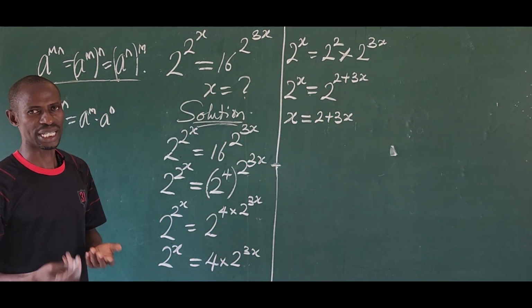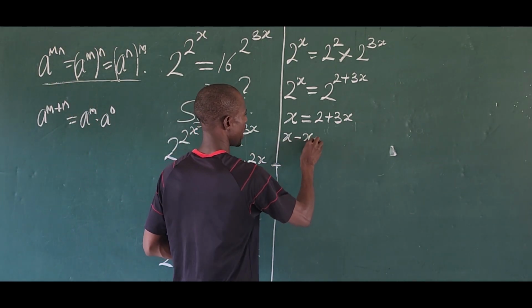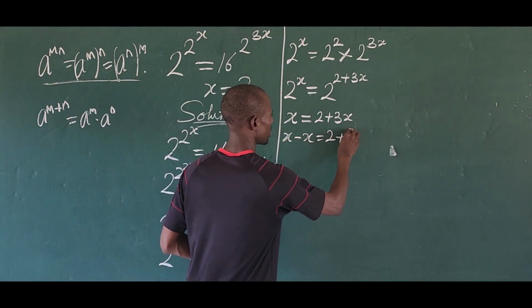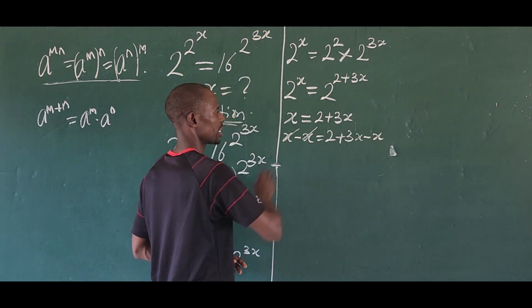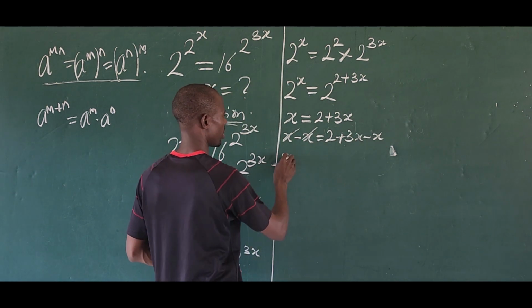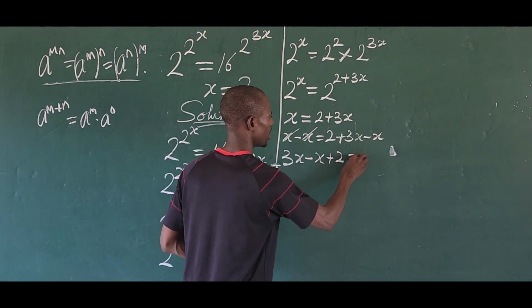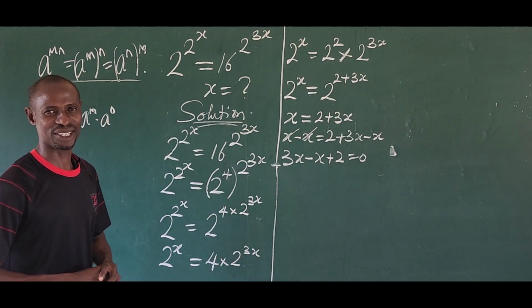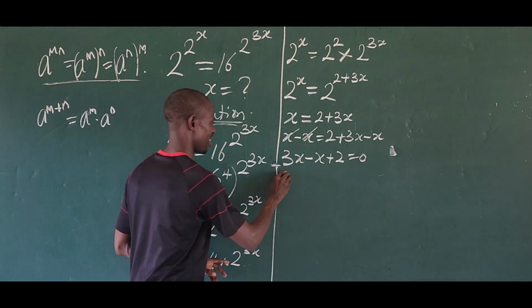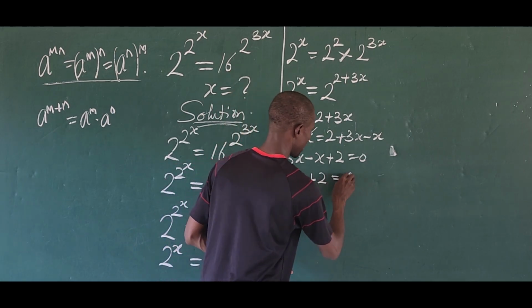Subtract x from both sides of the equation. So this is going to give us x minus x equals 2 plus 3x minus x. This leaves us with 0. So we're going to have 3x minus x plus 2 equal to 0. This is a linear equation. So 3x minus x will give us 2x. So we have here 2x plus 2 equal to 0.